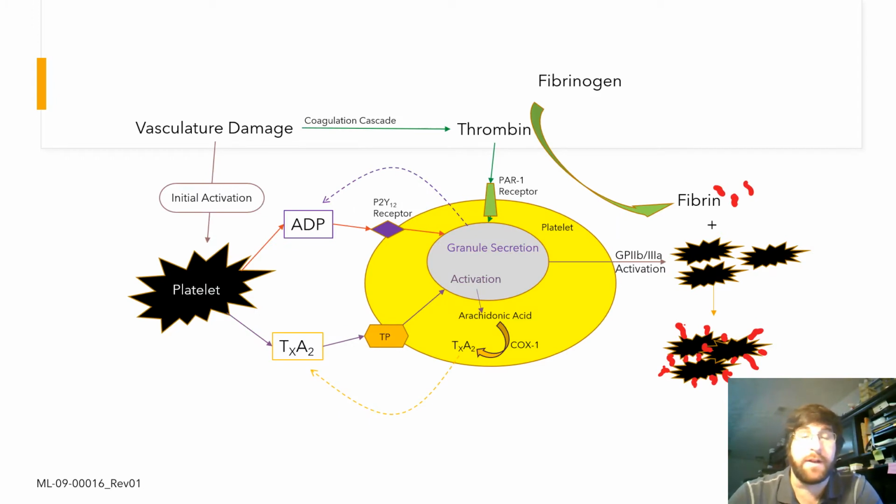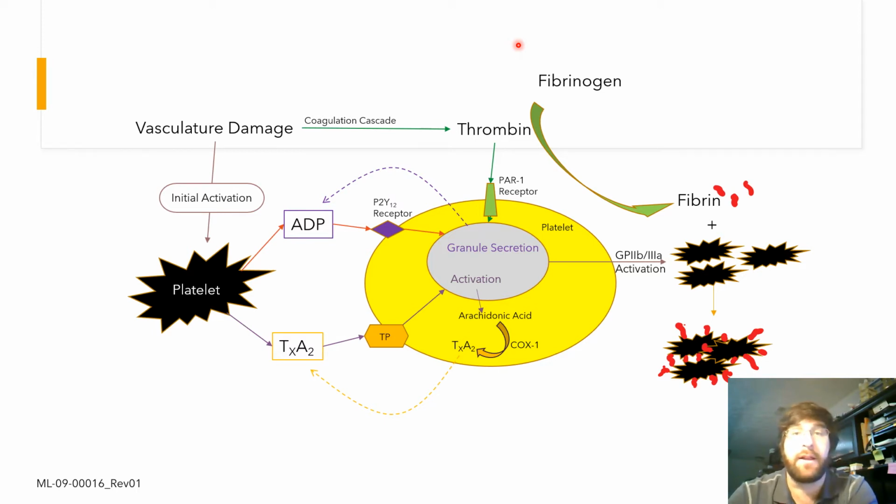Upon activation via collagen and von Willebrand factor under shear stress, the platelet will change shape. It will become sticky by exposure of the GP2B3A receptor, and it will release granules containing, amongst other things, ADP and thromboxane A2. ADP will bind nearby platelets at the P2Y12 receptor, which will attract additional platelets to the area and increase aggregation. Thromboxane A2 will bind nearby platelets at the TP receptor. This will not only increase aggregation, but also will induce degranulation, releasing additional ADP and thromboxane.